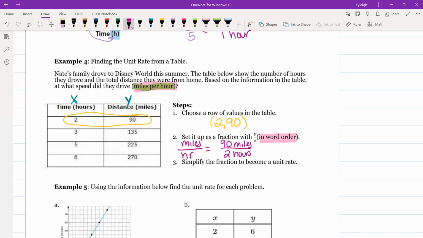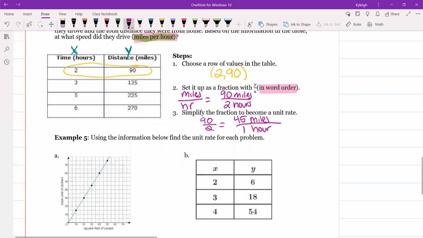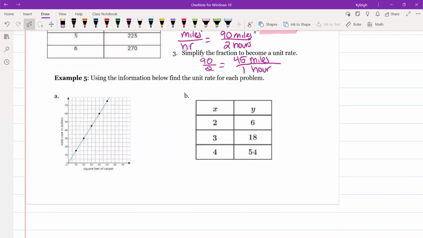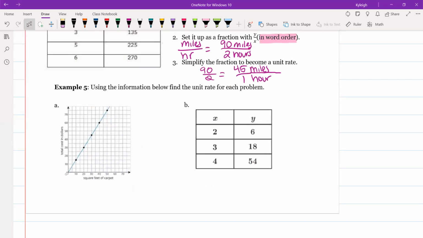And then we want to simplify that. 90 over 2 becomes what? 90 divided by 2 is 45 over 1. And then we have to label that 45 miles in 1 hour. Okay, so now that I've showed you an example of both, I want you to try to find the unit rate for each problem. Remember, it's y over x.